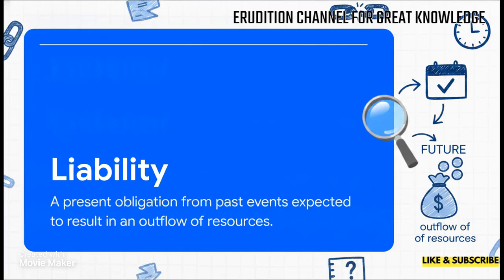Well, a liability is a present obligation of the entity arising from past events, where the settlement is expected to result in an outflow of resources embodying economic benefits. Notice the timeline we're working with here. The event happened in the past. The obligation is sitting right here in the present. And that outflow of cash or resources, that's going to hit in the future.